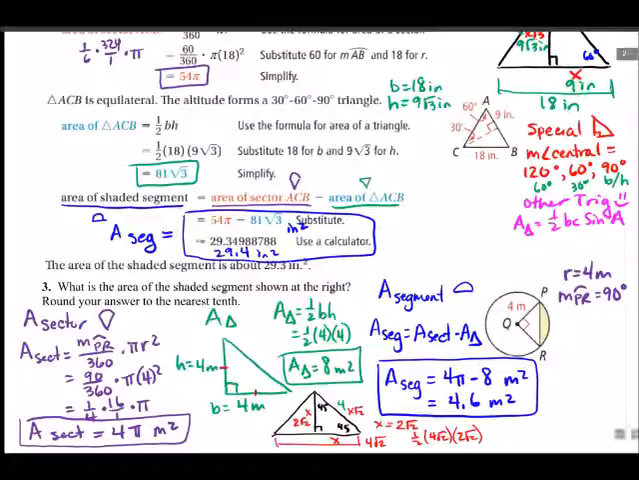So we have our sector and our triangle, and now we can find the area of our segment. The area of our segment, our little pizza crust, is just the area of the sector minus the area of the triangle. So that's just 4 pi minus 8 if we wanted it in terms of pi and possibly simplest radical form. Or we throw it all into our calculator and get 4.6 meters squared. Either way, same answer. Be able to do both of those.